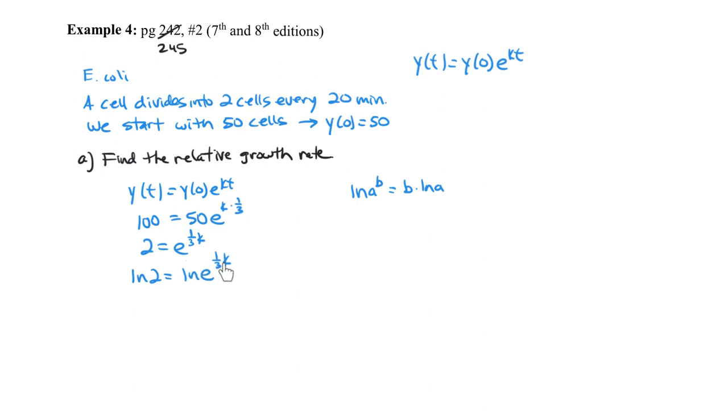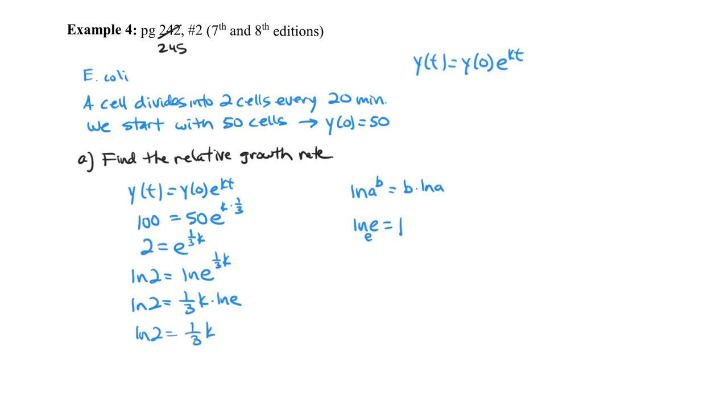So then this can come down. We can use this rule now. So the b comes down. So this gives us the natural log of 2 equals 1/3 k times the natural log of e. And we know what the natural log of e is, right? Natural log of e is 1. Because remember, it's sort of like there's this little base e, and this question says what power do I raise the base to turn it into e? So it's going to be 1. So this is just 1. So basically, we just have the natural log of 2 equals 1/3 k.